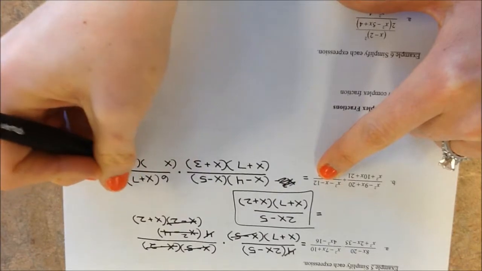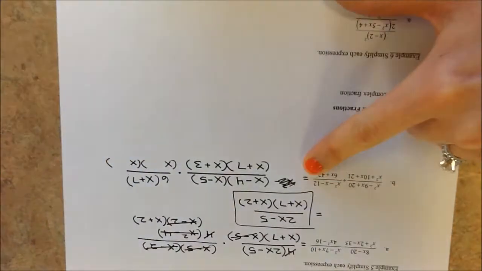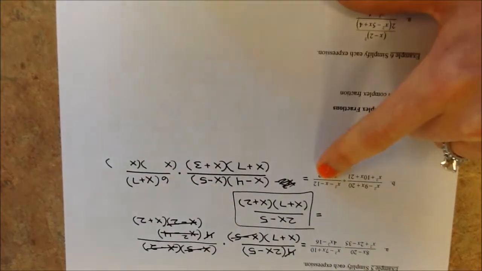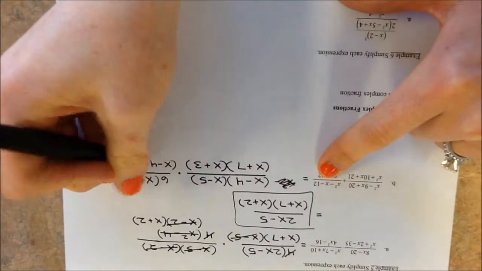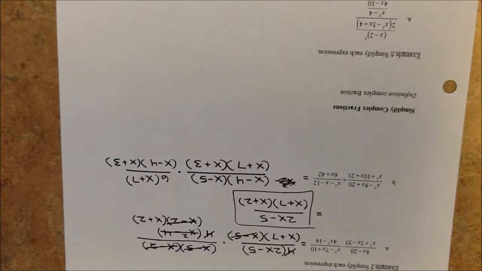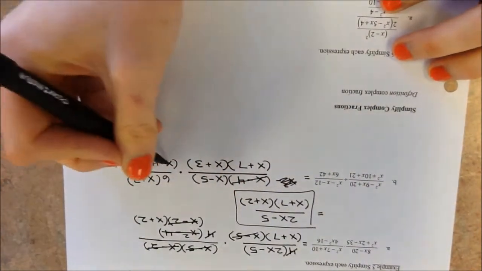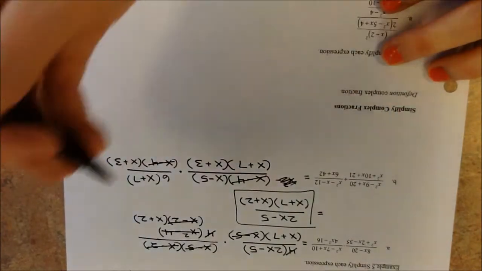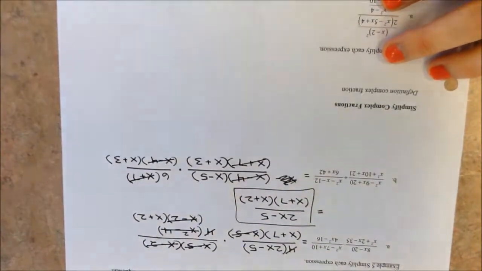So I have two factors. I want to multiply to negative 12 and add to negative 1. That would be a negative 4 and a positive 3. So I'm totally factored. I'm ready to cancel and then combine things back up. I have an x minus 4 over x minus 4. I have an x plus 7 over x plus 7.